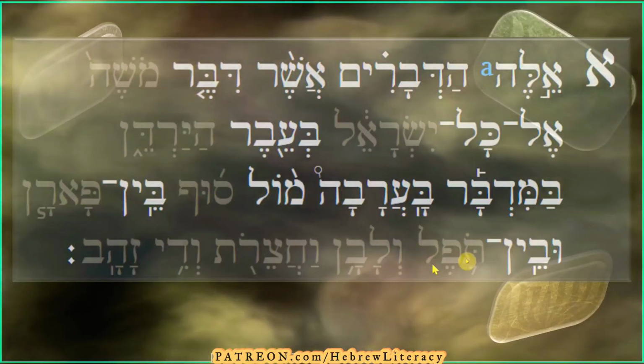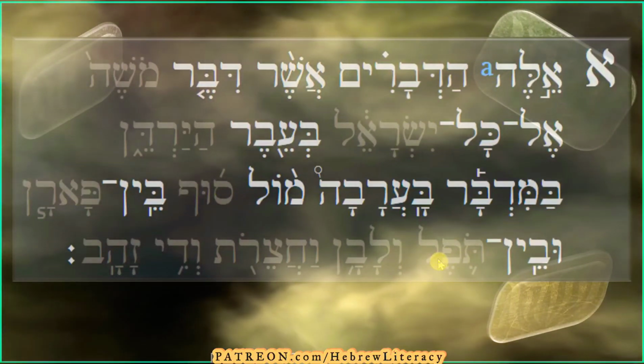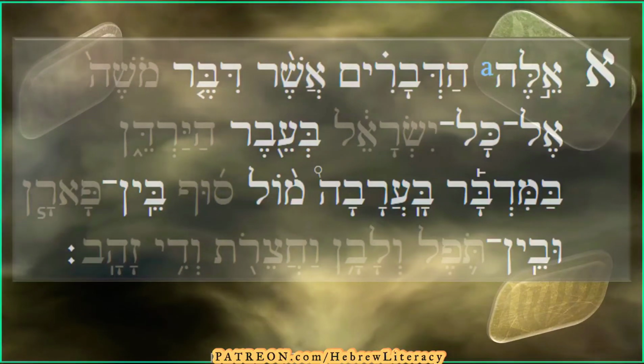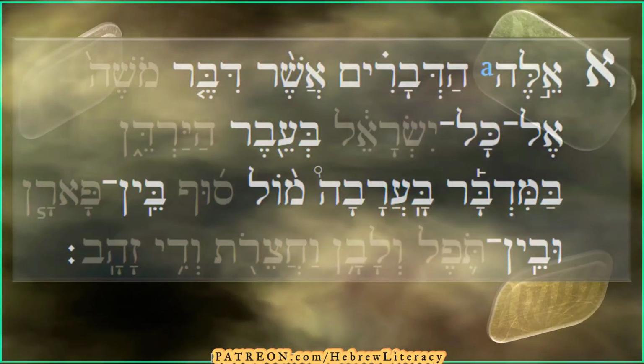Paran and Tofel. Tofel has this meaning of lack of knowledge. And anyway, they each end up breaking down to be a place where a specific sin happened.